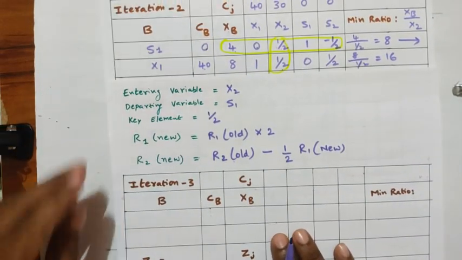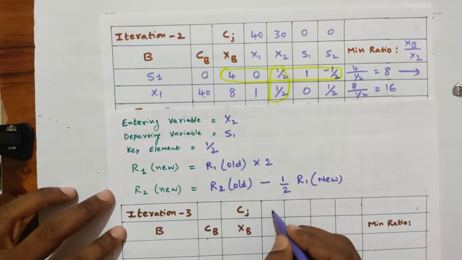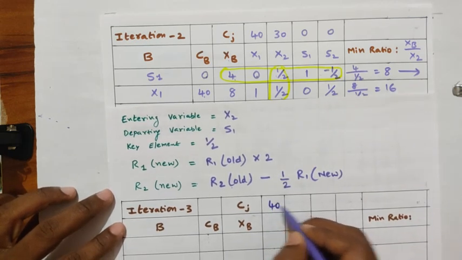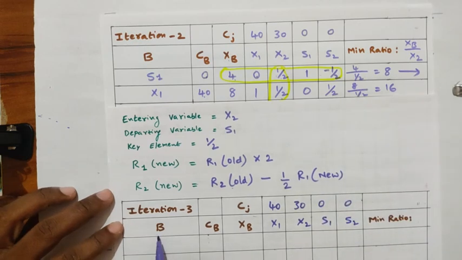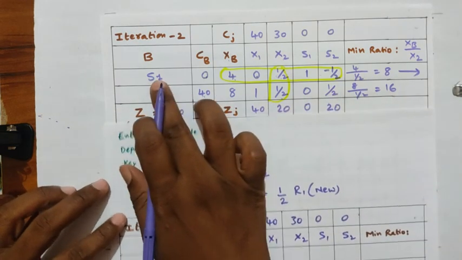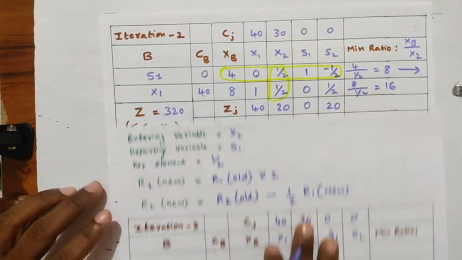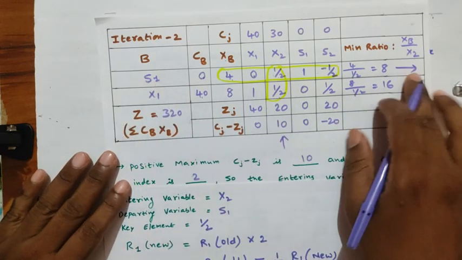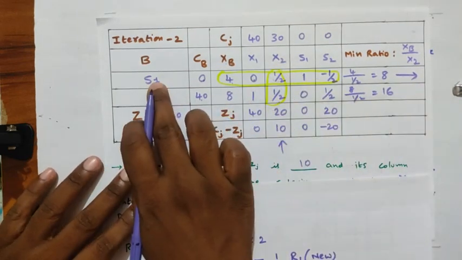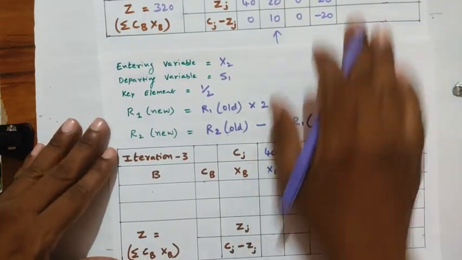In order to write iteration 3, first of all, the Cj values will be the same, that is the coefficients of the objective function: 40, 30, 0, 0. And here also x1, x2, S1, S2, same as the previous table. For the basic variables, S1 is the leaving variable and X2 is the entering variable. So instead of S1, we will write X2.